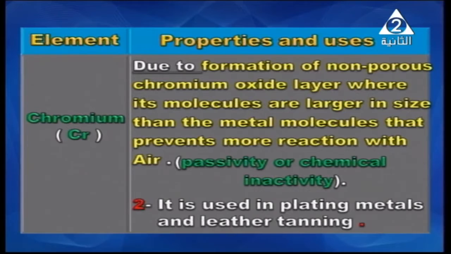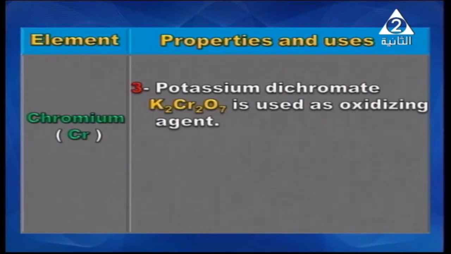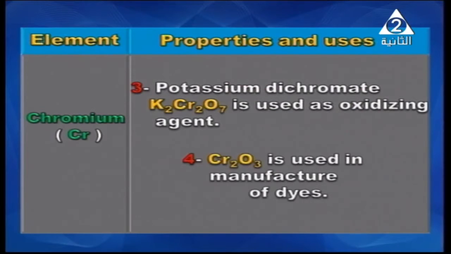The next point for properties and uses of chromium: it is used in plating metals and leather tanning. Also, its compound, which is called potassium dichromate, K2Cr2O7, is used as an oxidizing agent. And chromium oxide is used in the manufacture of dyes.